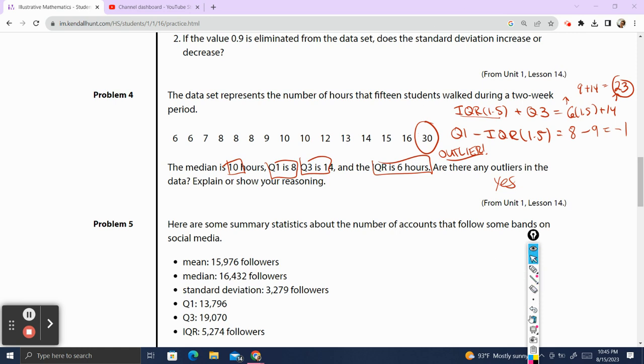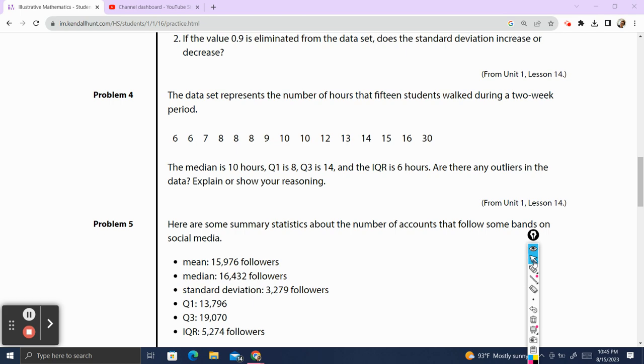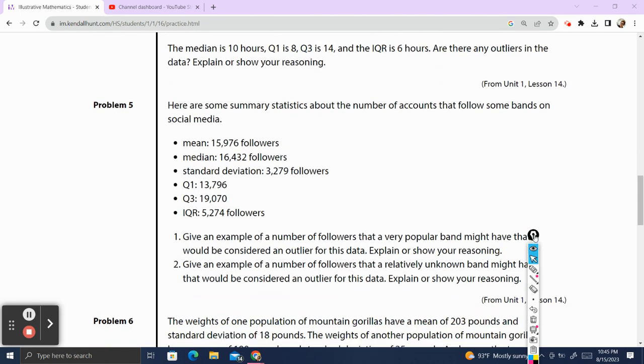If you need a second, pause this video to go over the calculations as I move on to question number 5. Here are some summary statistics about the number of accounts that follow some bands on social media. So we have a mean, a median, a standard deviation, a Q1, a Q3, and an IQR. Give an example of a number of followers that a very popular band might have that would be considered an outlier for this data. Explain or show your reasoning.